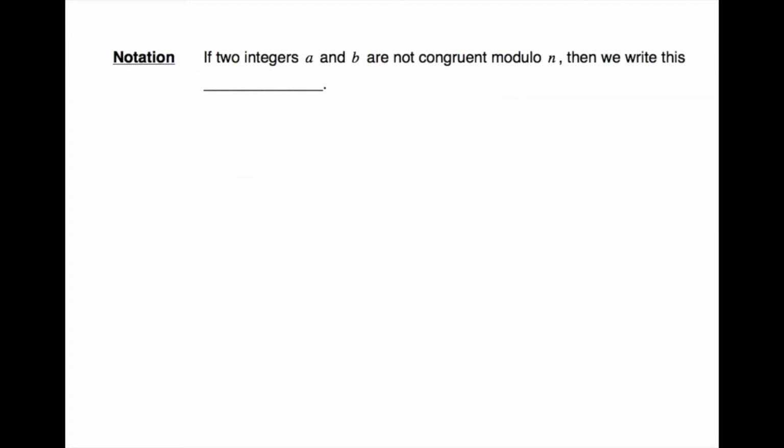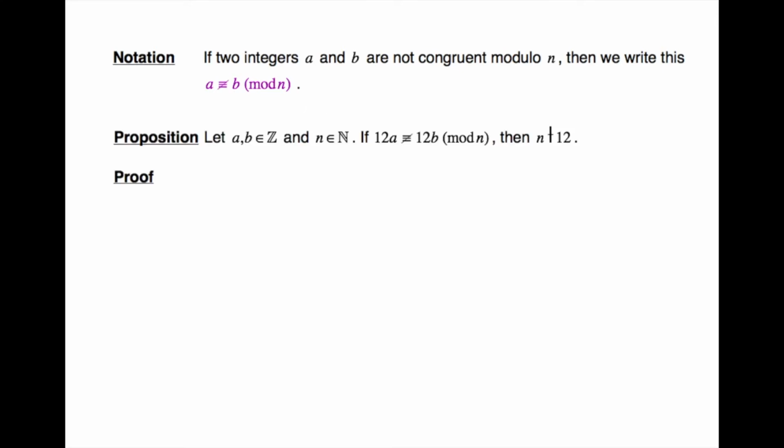A quick notation before we do the last proposition. It's pretty obvious. If two integers a and b are not congruent modulo n, then we write this like that with a bar across the congruency sign. So final proposition, let a and b be integers and n a whole number. If 12a is not congruent to 12b modulo n, then n does not divide 12.